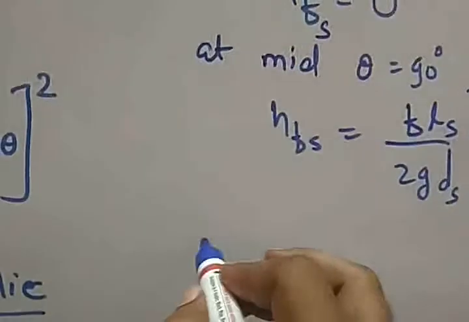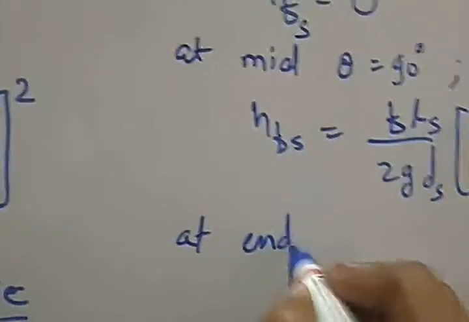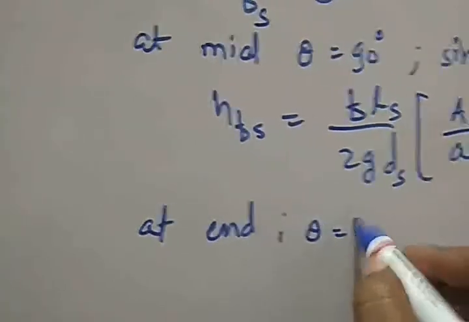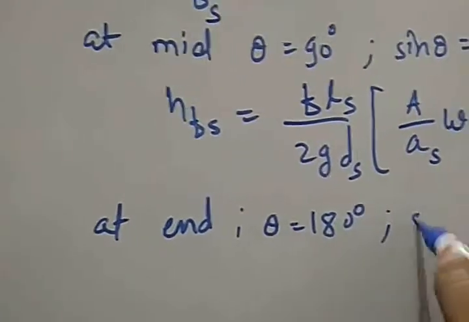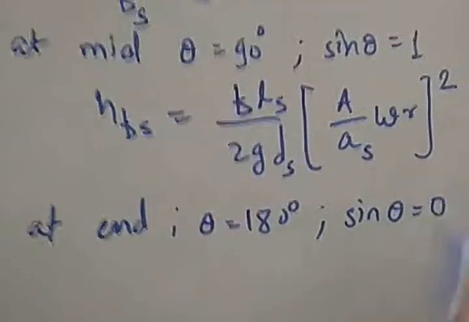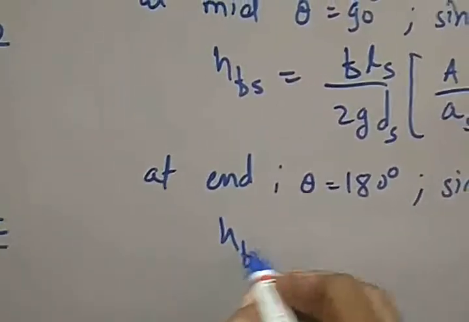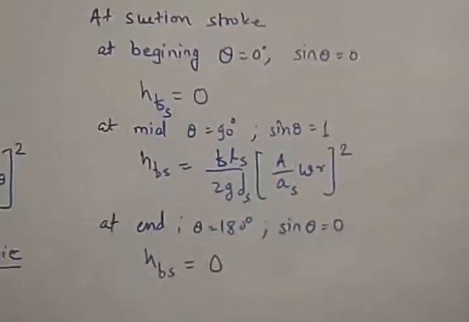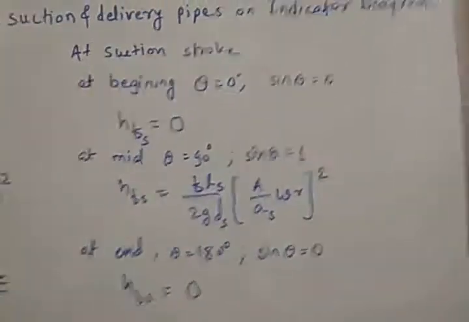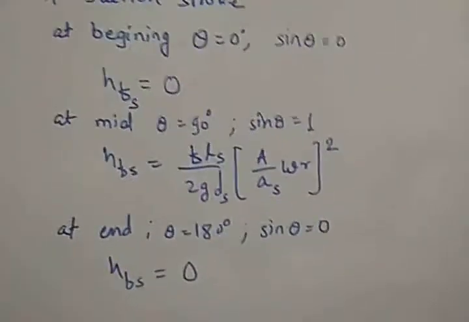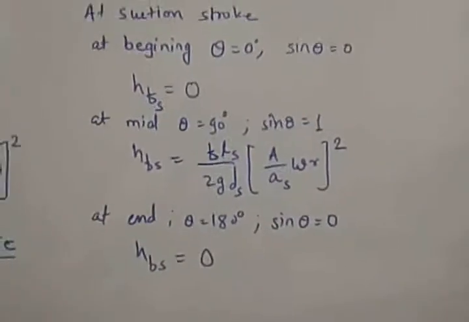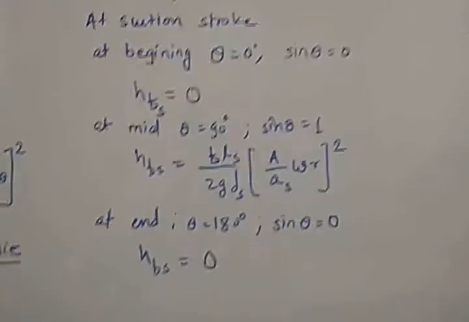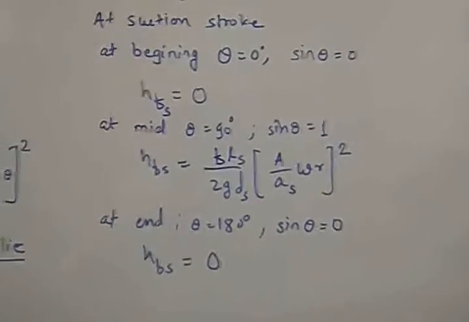Now if I write this equation for the end, when theta is equal to 180 degree, I will get sin theta equal to 0. So again HFS at the end is 0. What it shows is that for the suction stroke, at the beginning the frictional head is 0, at mid it is maximum, and at the end it is again 0. Similarly, we will find the frictional head for the delivery pipe as well.